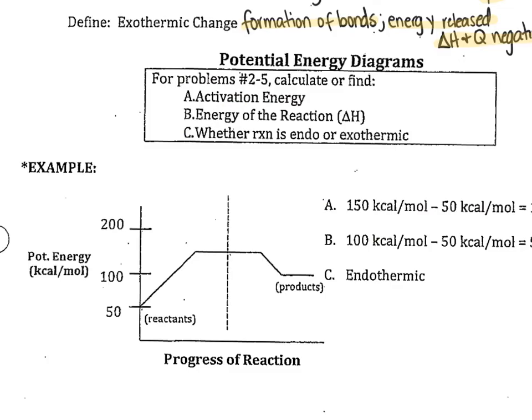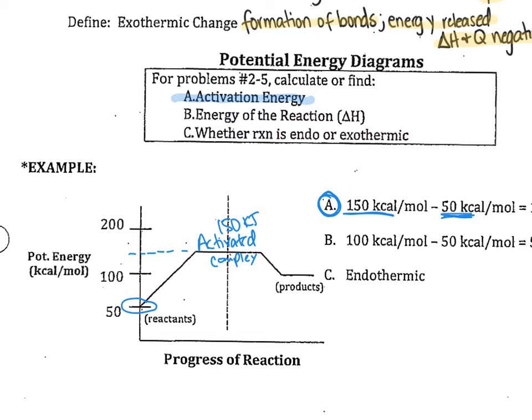On all of these potential energy diagrams, we're going to do the same thing. For letter A, we are going to calculate the activation energy. The activation energy we can determine by looking at how much energy the reactants begin with and how much energy is needed to get up to the activated complex. And so we're going to subtract those two. You can see my work in letter A here. My activated complex is 150 kilocalories of energy, and my reactants started with 50 kilocalories.